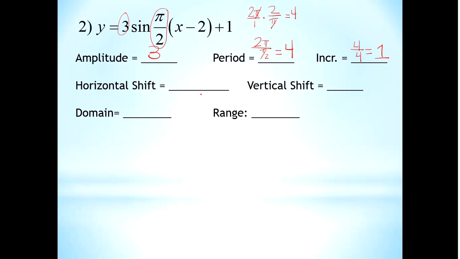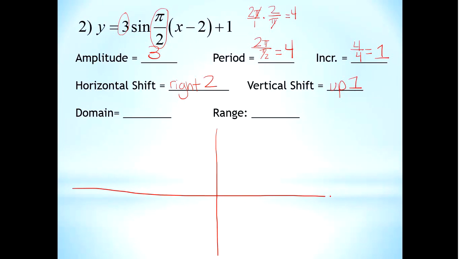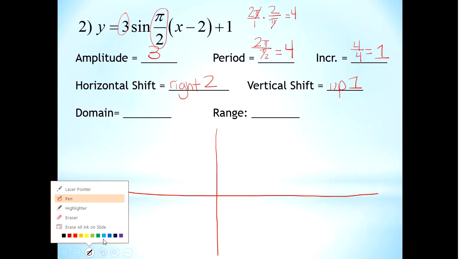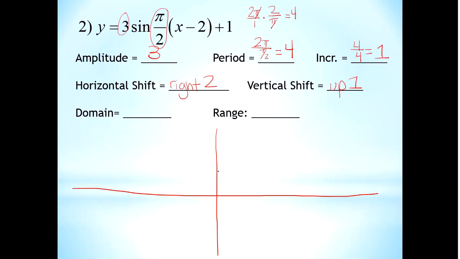Wonderful. I'm actually going to count by normal numbers today. Horizontal shift, it looks like we're going to go right 2. And it looks like I'm going up 1. So let's go ahead and graph here. Going only up 1, so I think I'll be okay if I make it kind of in the middle. Alright, let's draw in our new midline. So I'm going to go up 1, so let's go right about here. So that's going to be my new midline.